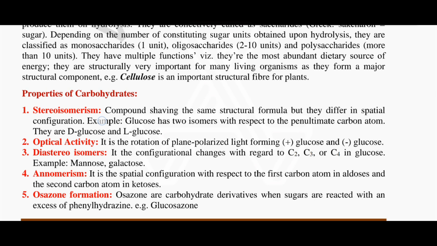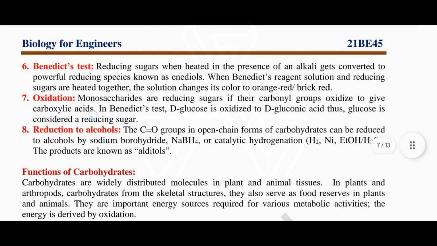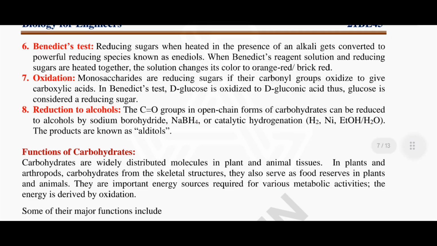Osazone formation. Osazones are carbohydrate derivatives formed when sugars are reacted with an excess of phenylhydrazine, example glucosazone. Benedict's test. Reducing sugars when heated in the presence of an alkali get converted to reducing species known as enediols. When Benedict's reagent and a reducing sugar are heated together, the solution changes its color from orange red to brick red.